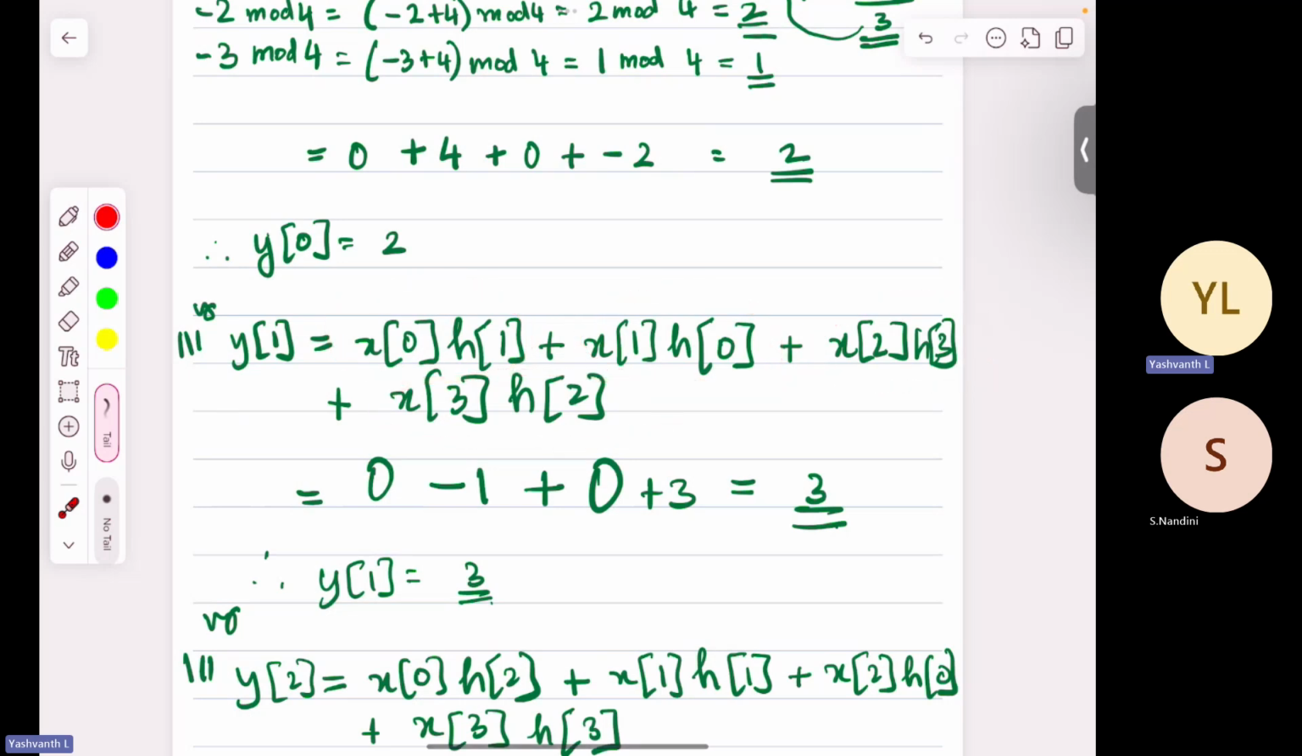Okay, just again substitute for the values. You can show that the answer will come out to be 3 minus 1. Then it should be 2, not 3. Okay, fine.